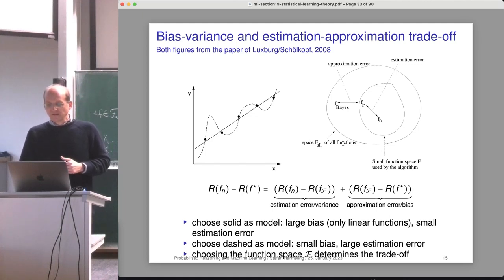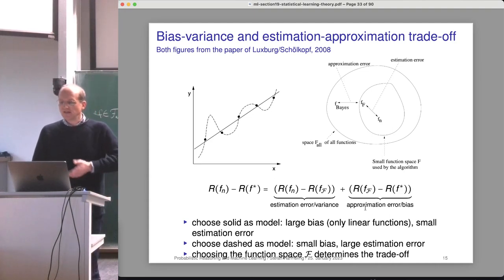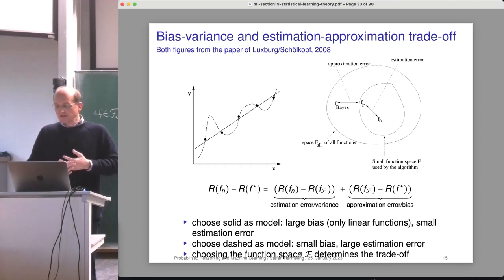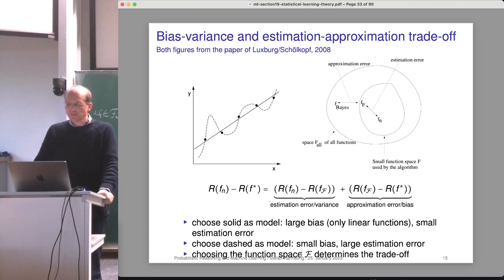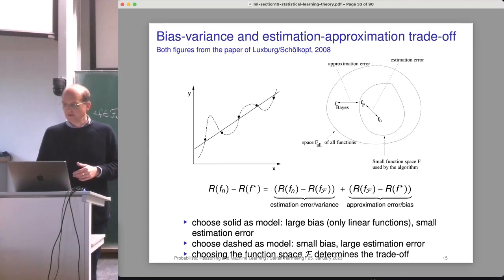Okay, now how do I decide this trade-off? Basically, the trade-off is decided by choosing a particular function space, right? If I say I'm looking only at linear functions, then I'm putting a strong bias and I'm expecting a small variance. And if I choose my function space super wiggly, super general, it means I have a small bias, but I'm accepting a large estimation error. Okay, so far so good.